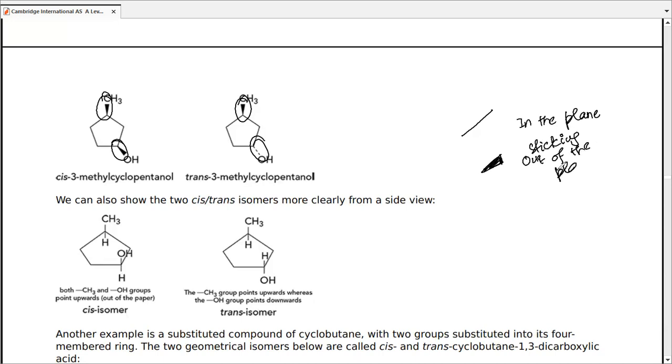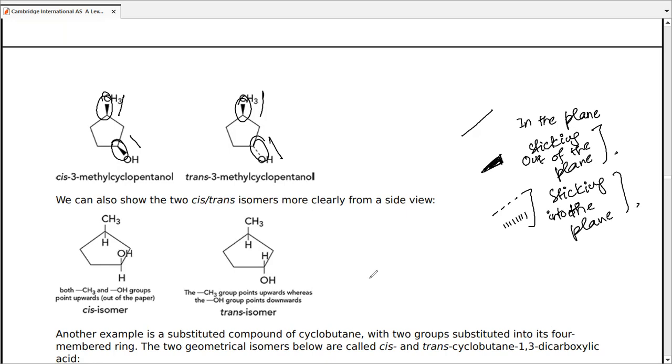All right, but I suggest you don't use the words towards you or away from you. You use the words sticking out of the plane, or for a dotted line, maybe even for a dotted wedge, you use the words sticking into the plane. And if you look at a 3D movie in a 3D cinema, this is the one that we usually call away from you. Okay, now notice, even if there are no pi bonds, it's a cyclic structure, so because of the limited rotation: towards you, towards you, towards you, away from you.